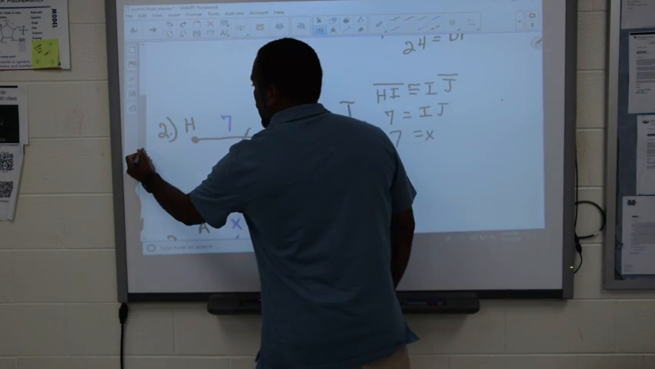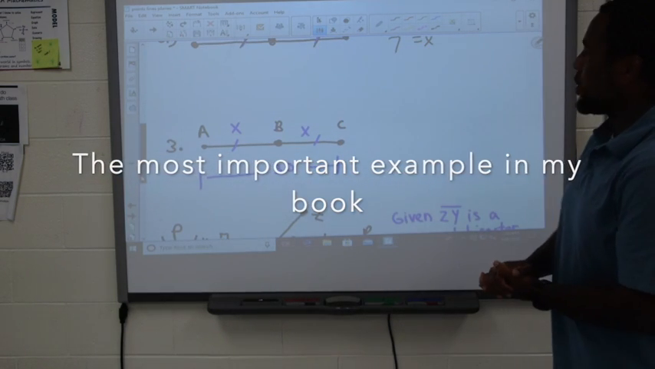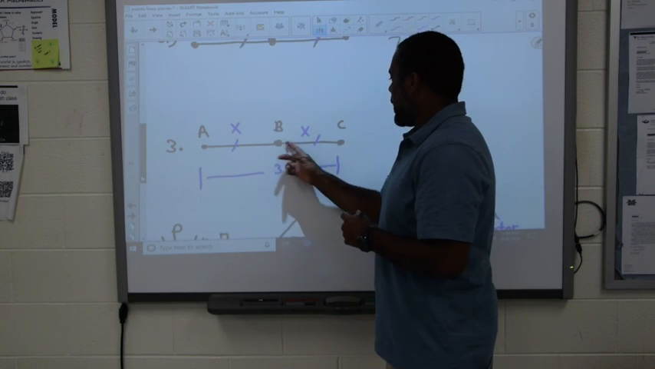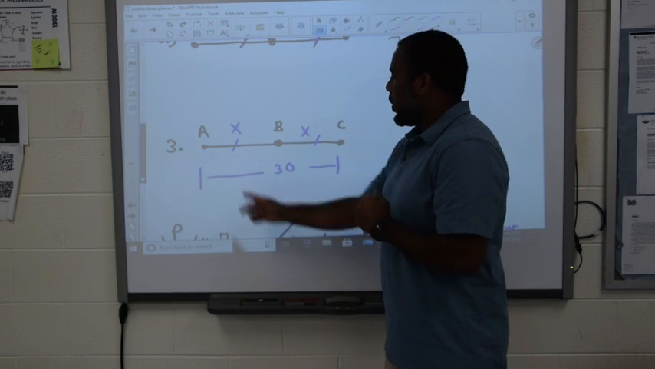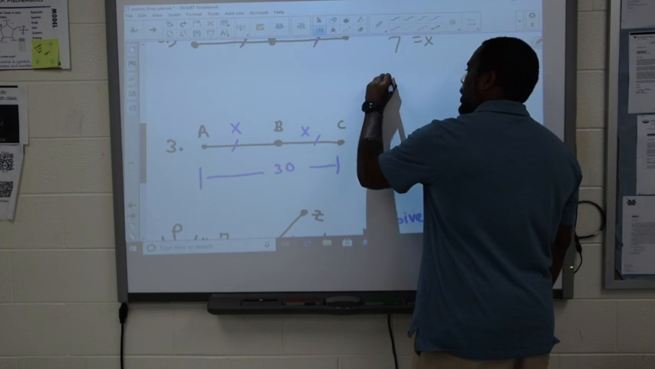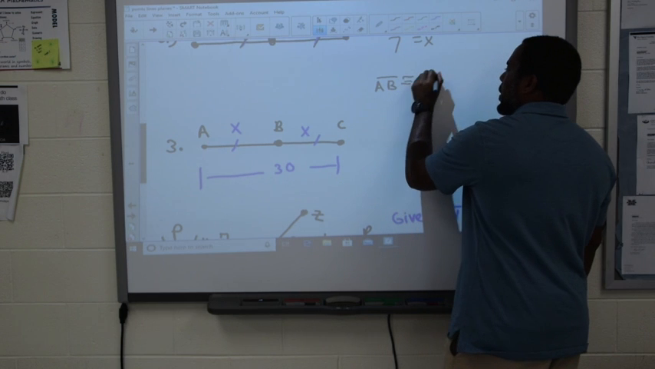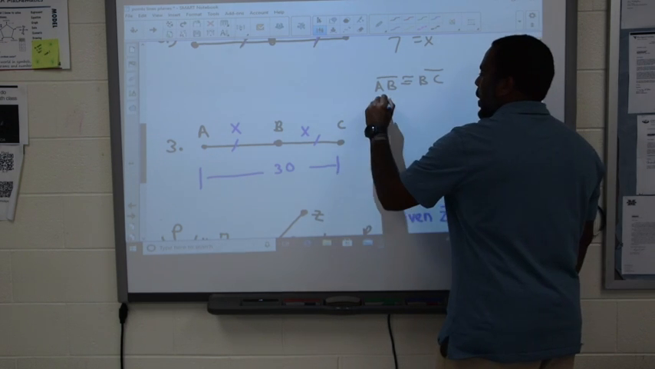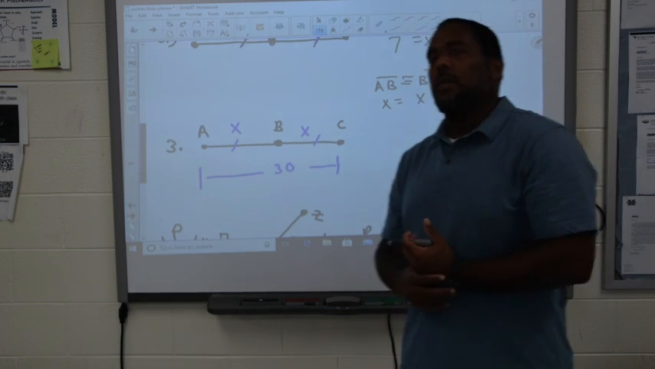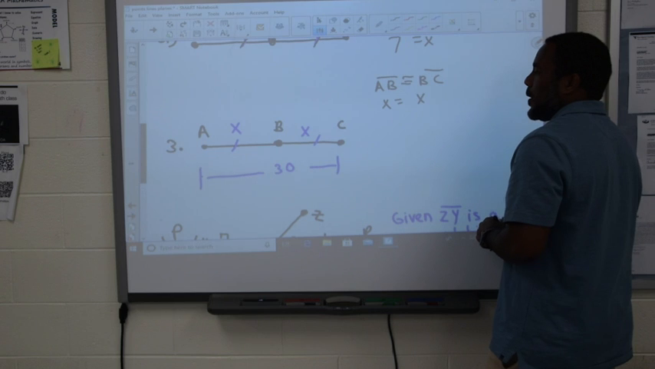We have another interesting problem. Here we have AB and BC, where B is a midpoint. We have AB is congruent to BC. So we know AB is congruent to BC. Here we have X is equal to X. That doesn't really help us a whole lot. What does help us is that we know that the whole thing, AC, is equal to 30.